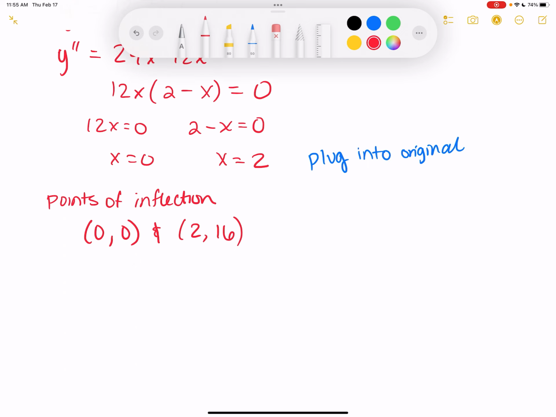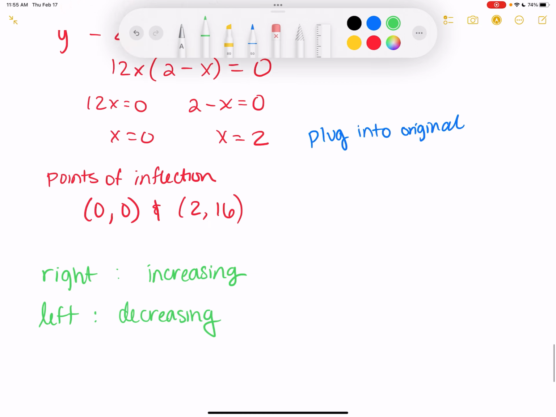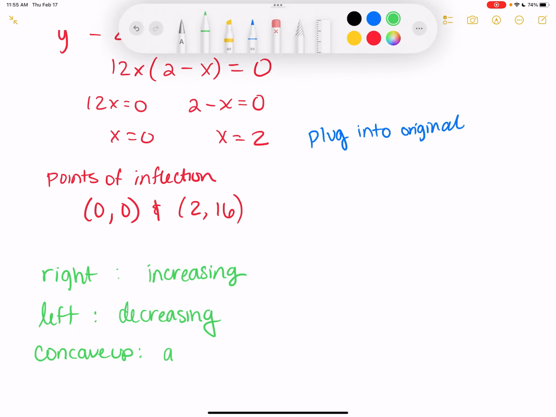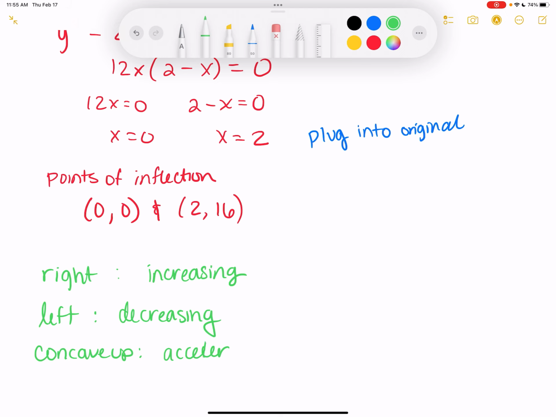if it's moving right, it's increasing. If it's left, it's decreasing. If it's concave up, it's accelerating. And if it's concave down, it's decelerating.